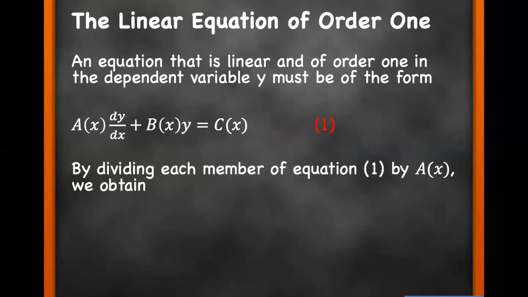By dividing each member of the equation by a of x, we obtain, for the first term, dy over dx, plus the second term, b of x times y divided by a of x. So this ratio b of x over a of x can be represented by p of x times y, equal to the right side of the equation, which will be c of x over a of x, a pure function of x, or we can represent that by q of x.